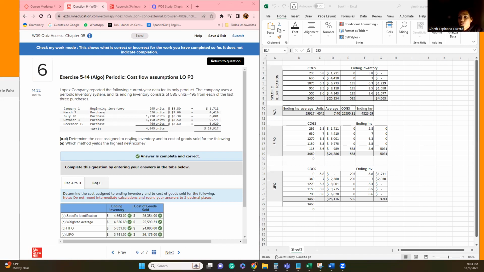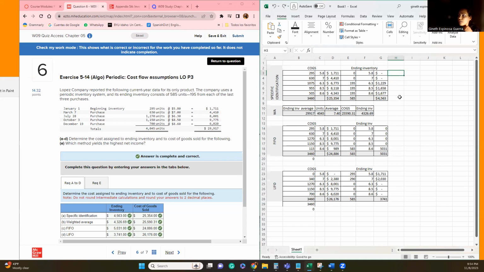Here we are looking for the ending inventory and the cost of goods sold. In this case, we have a company, Lopez Company, and they specify that at the end of the last 3 transactions, of 3 purchases, we have 195 as an inventory. This is important to keep in mind because it is going to affect our ending inventory and our cost of goods sold. Okay, here I created this Excel.